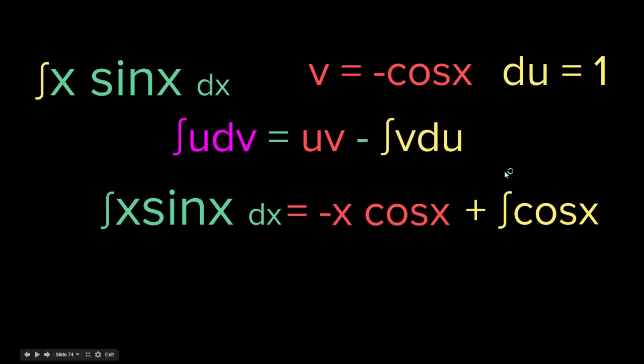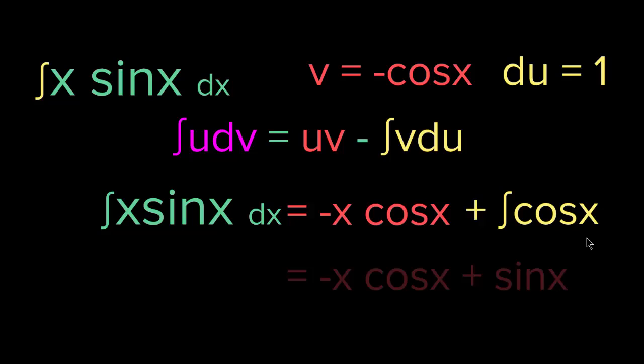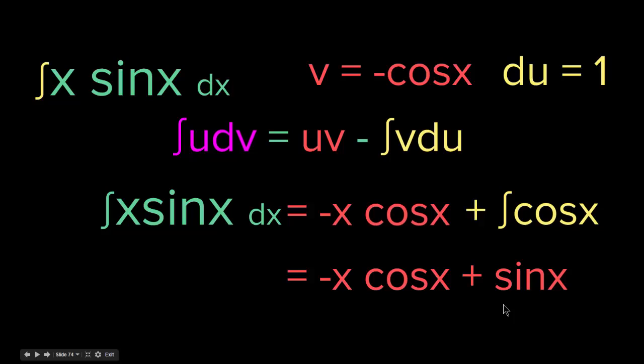So it becomes plus the antiderivative of cosine x. The antiderivative of cosine x is just sine x, and here we have minus x cosine x. So the integration of x times sine x dx equals minus x cosine x plus sine x. We assigned u to one of them, dv to the other one. We found the differentiation of u and the antiderivative of dv. We put it back in the equation, and ta-da, we got the integration of these multiplied functions.